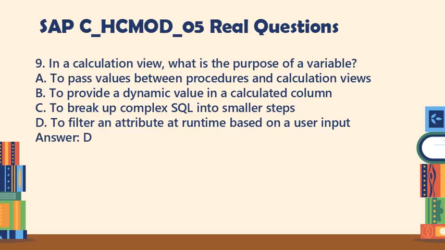9. In a calculation view, what is the purpose of a variable? A. To pass values between procedures and calculation views. B. To provide a dynamic value in a calculated column. C. To break up complex SQL into smaller steps. D. To filter an attribute at runtime based on a user input. Answer: D.